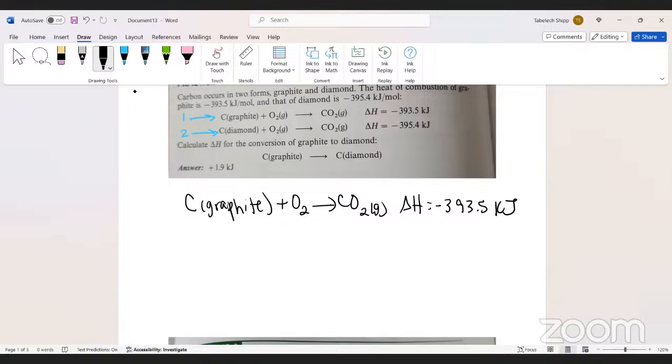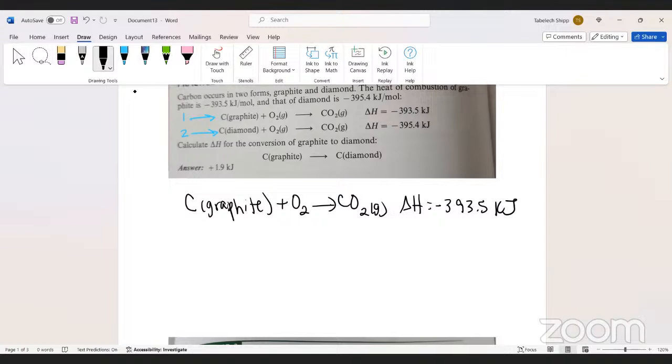Okay, so I'm going to zoom out a little bit. Now, whenever you do a problem like this, I wanted to say C graphite first, so I wrote that one first. Because they want diamond on the product side, I'm going to reverse this second reaction. And if I reverse the second reaction, guess what? This negative sign is going to change into a positive.